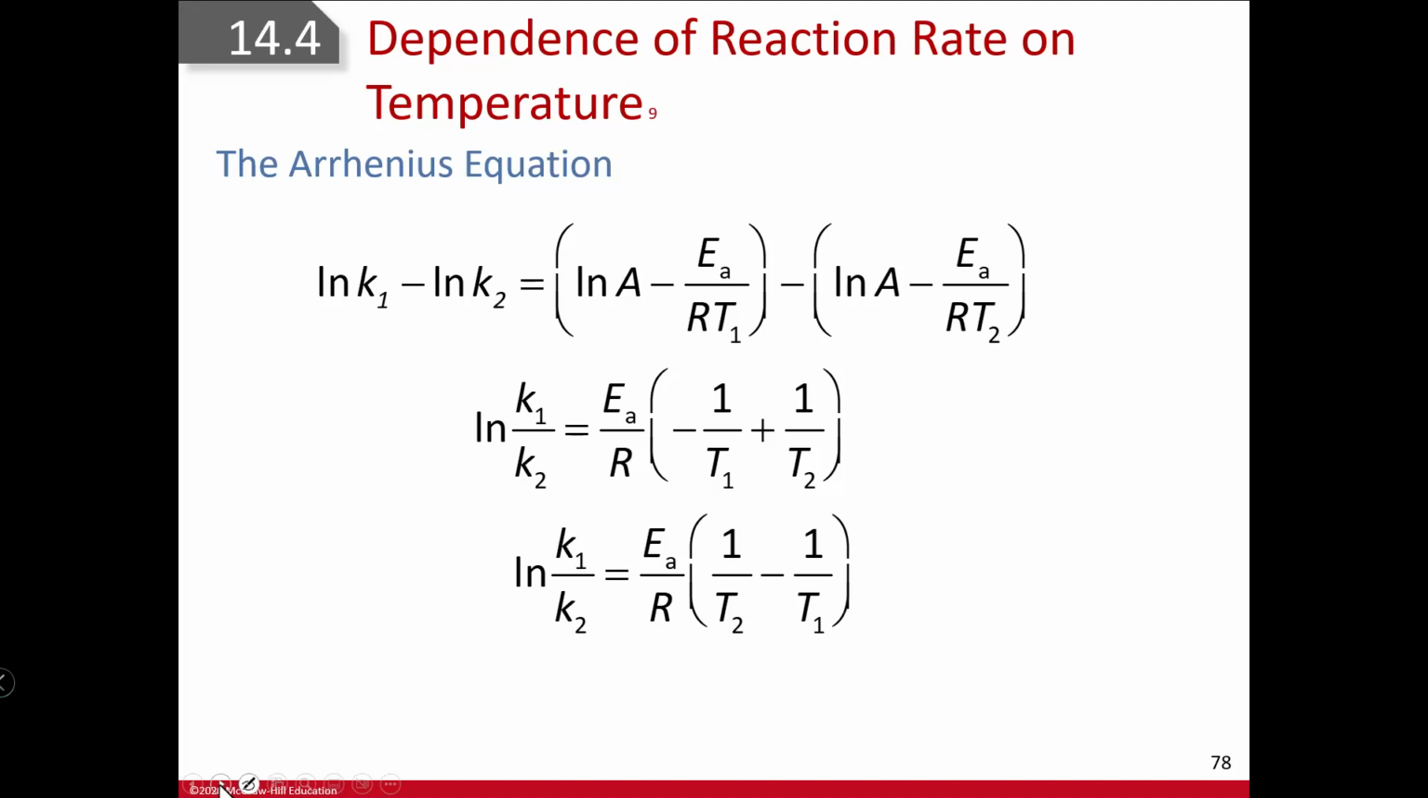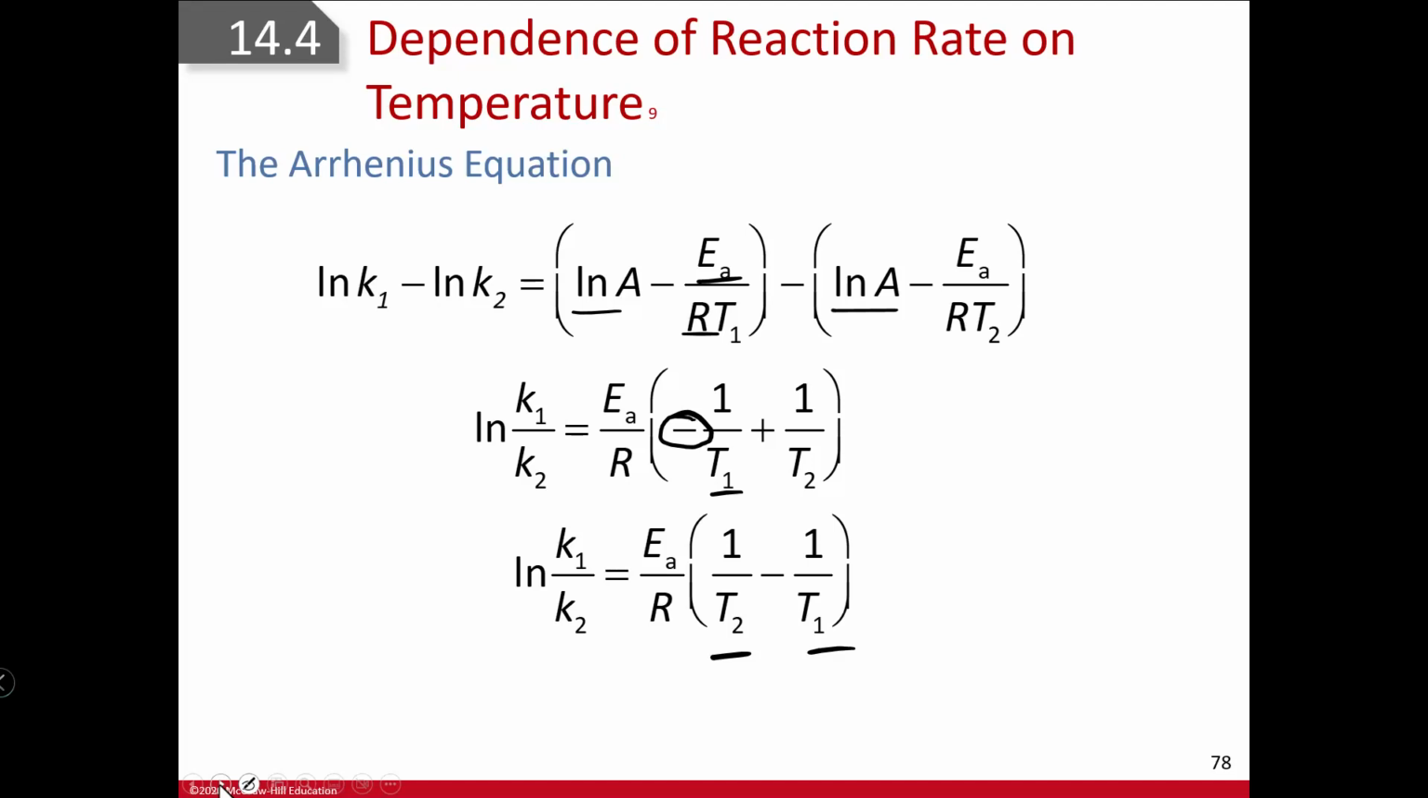You can factor out the E sub A over R, because that is a constant, right? The gas constant's not going to change. The activation energy is not going to change. The ln of A's, they subtract out. And so then we have the variables here, 1 over T1 and 1 over T2. So what they did is it's minus a minus. And so we get minus 1 over T1 plus 1 over T2. But people don't like this because you miss this negative sign right here. And so they flip it and make it 1 over T2 minus 1 over T1.